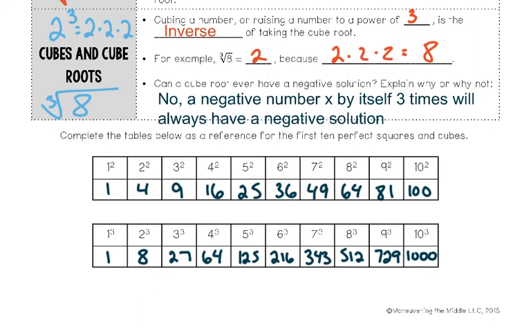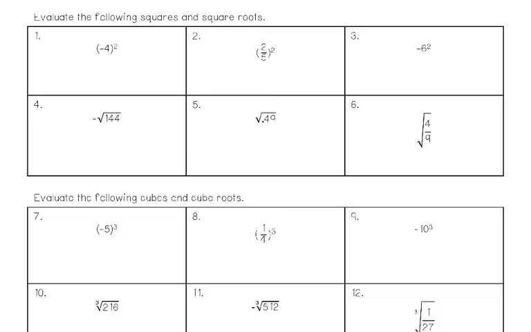Please don't forget, this is not 8 times 3. This is 8 times 8 times 8. All these numbers are multiplied by themselves 3 times, not that number times 3. Okay, so let's look at some example problems.